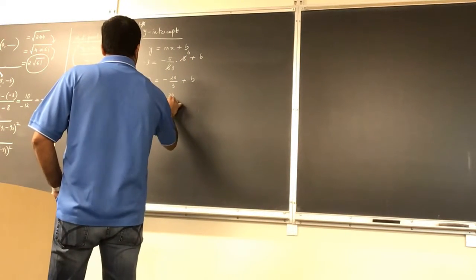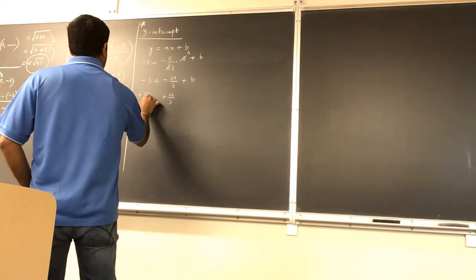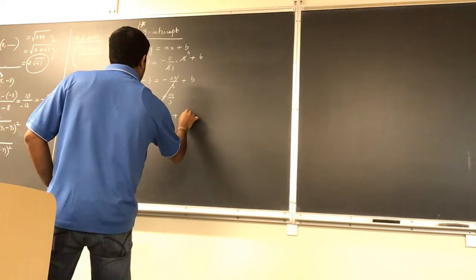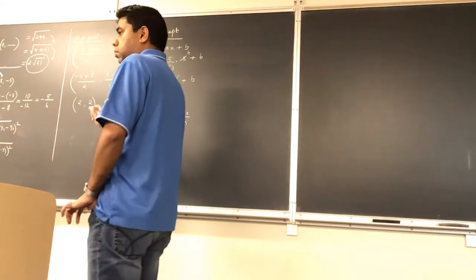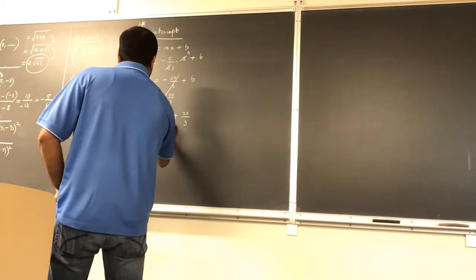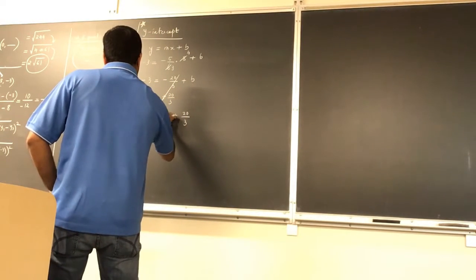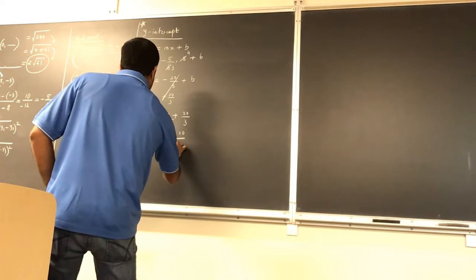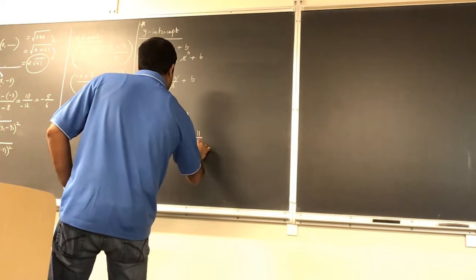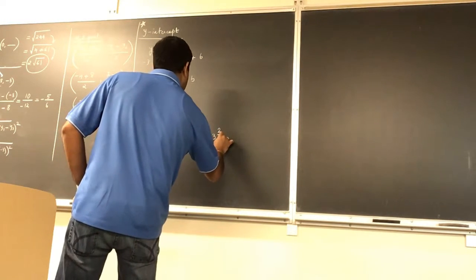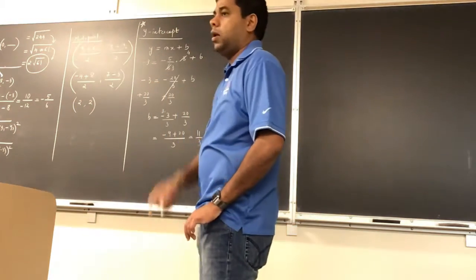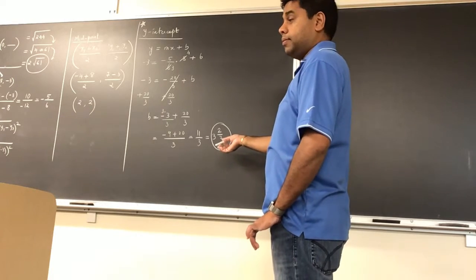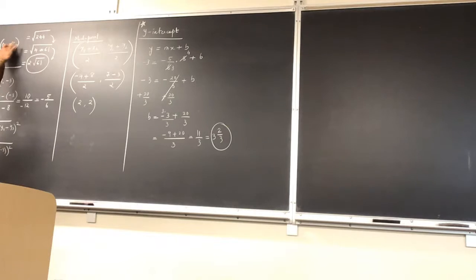I'm going to add 20 over 3 to both sides. So b is equal to negative 3 plus 20 over 3. Good? So let's do the least common denominator, which is 3. So it'll be negative 9 plus 20, which you can of course do in the calculator. That's right. Yes? So at this point, b is 11/3.